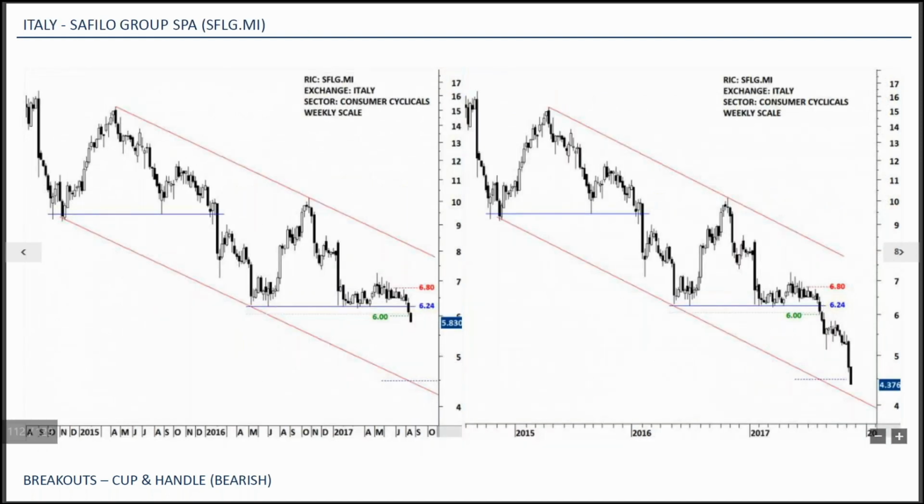Cup with handle forming this time in a downtrend. So assume it as a reverse cup with handle. So this is the cup, this is the handle. Here again the same chart pattern formed, cup and the handle, breakdown and the breakdown.